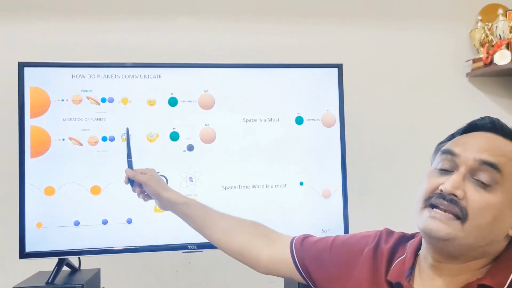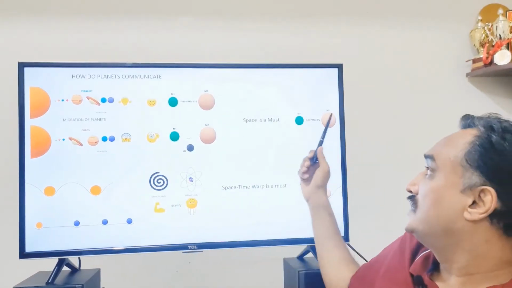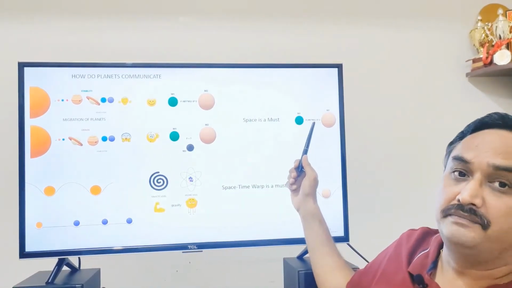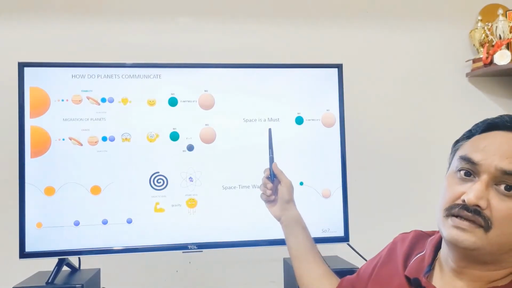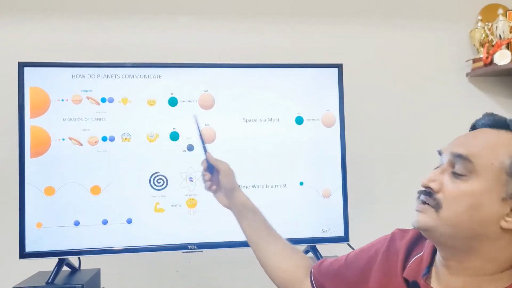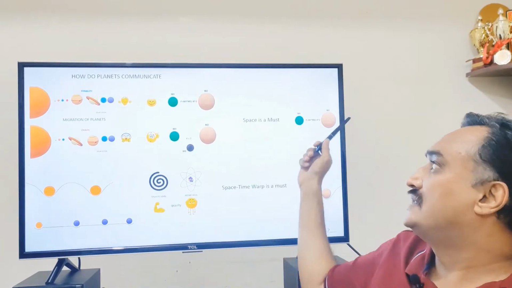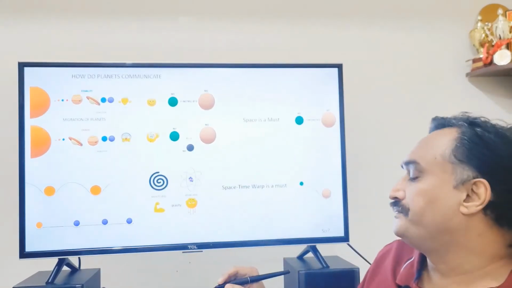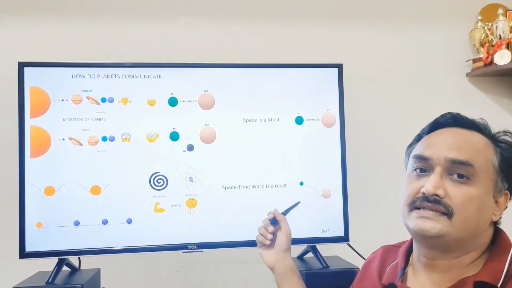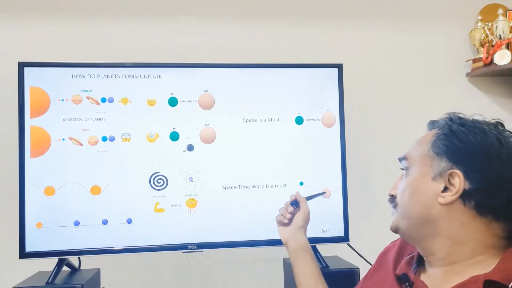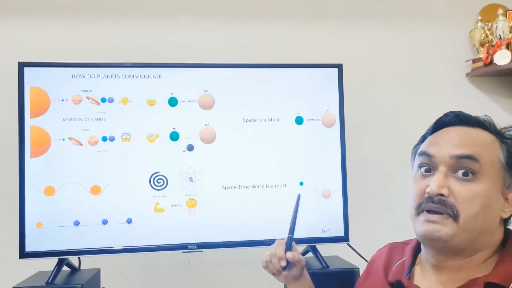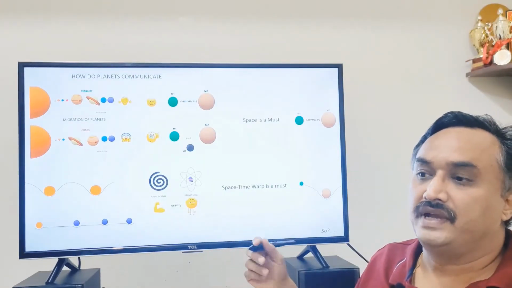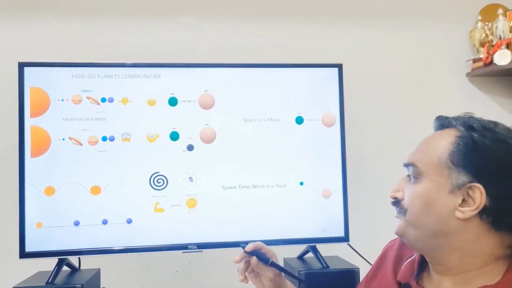So that means planets are communicating, and if you take Newton's theorem, there is no space. So for communication, space is a must. So that is the contradiction with Newton's theorem. And coming to Einstein's theorem, thanks to this gradient, space is there to communicate. It is telling the other mass how to move.